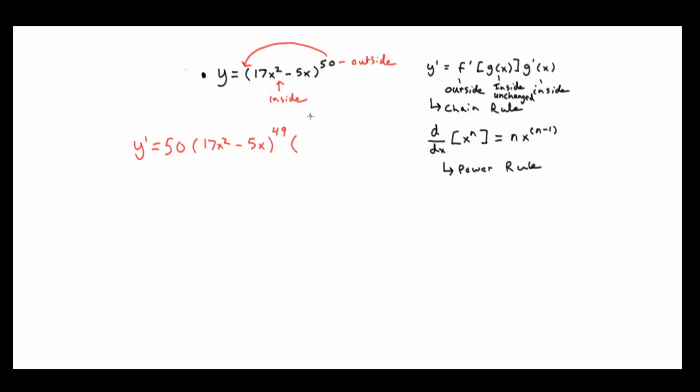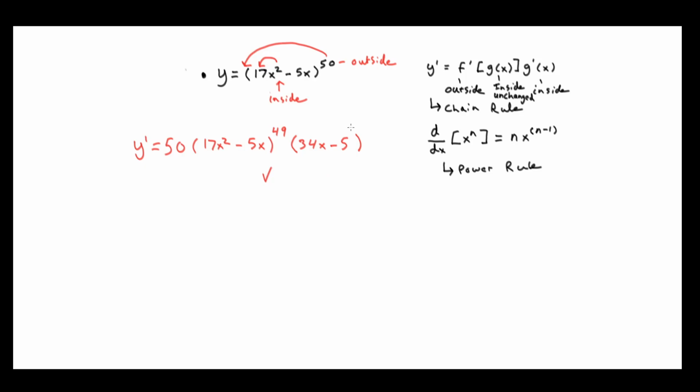So the derivative of 17x squared, our n value here is 2, and then we multiply it by the leading coefficient, which gives us 34x, and then 2 minus 1 is just 1, so we just leave x as is. And then minus 5x, x to the first minus 1, is just x to the 0, which is 1, so we just leave 5 as is. And that's our final answer.